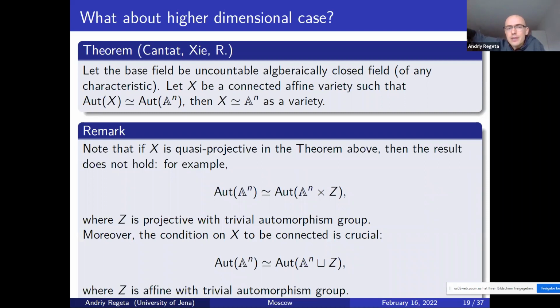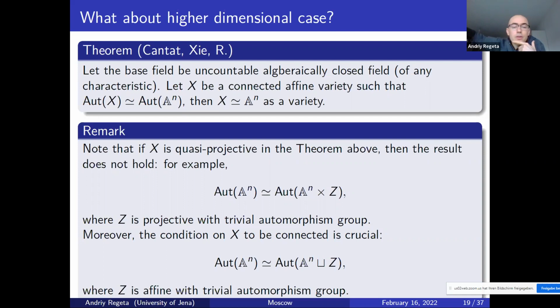This is actually the maximum we can get. If we try to extend this result to the quasi-projective category, then it doesn't work, because the automorphism group of A^n is isomorphic to the automorphism group of A^n times Z, whereas Z is projective, or even complete if you like, with a trivial automorphism group.